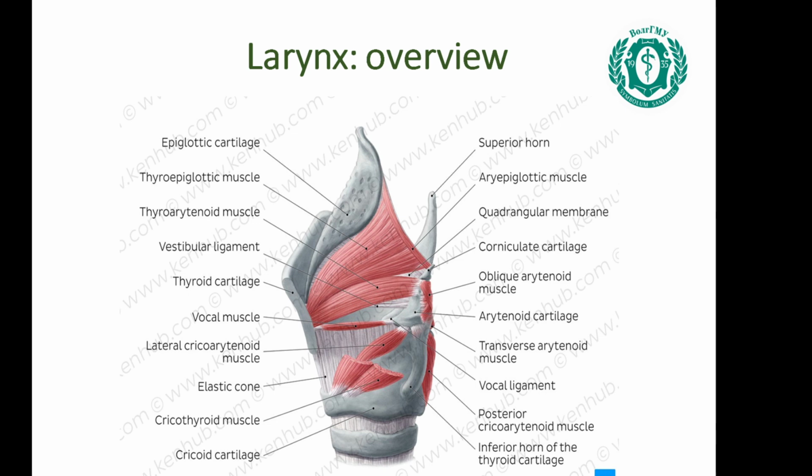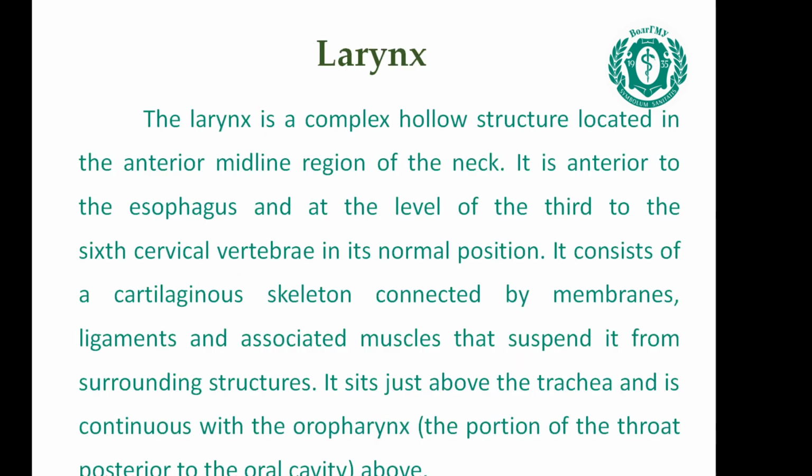The overview of the larynx. The larynx is a complex hollow structure located in the anterior midline region of the neck. It is anterior to the esophagus and at the level of the third to the sixth cervical vertebra in its normal position. It consists of a cartilaginous skeleton connected by membranes, ligaments, and associated muscles that suspend it from surrounding structures, and sits just above the trachea and continues with the oropharynx, the portion of the throat posterior to the oral cavity above.